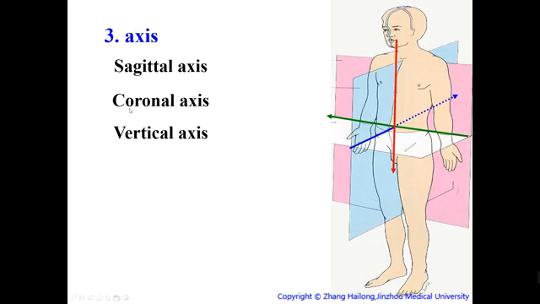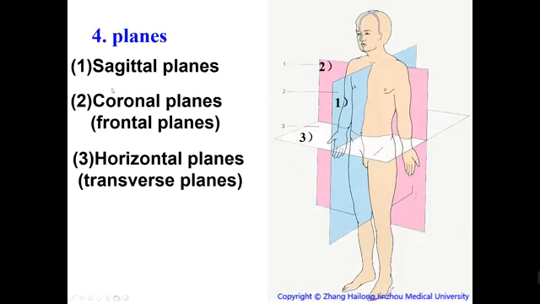The second one is the coronal axis. The coronal axis is the green line from left to right, parallel with our face. And the third one is the vertical axis. This one is the red line from top to bottom, a vertical axis along our body. What's the use of the three axes? Now let's continue to see.